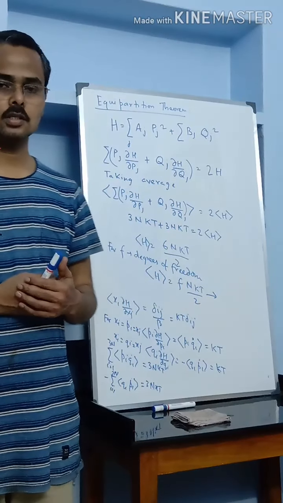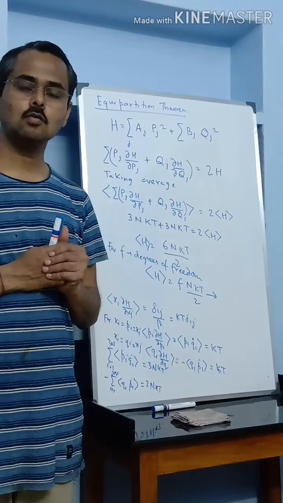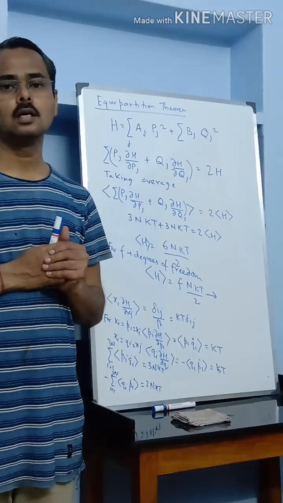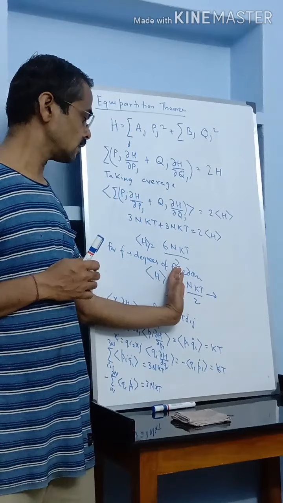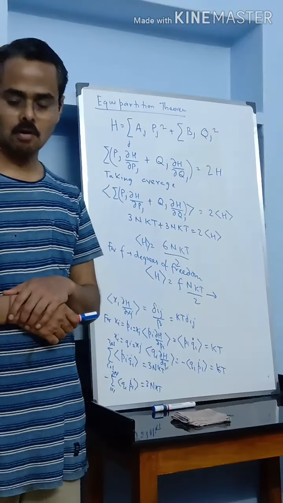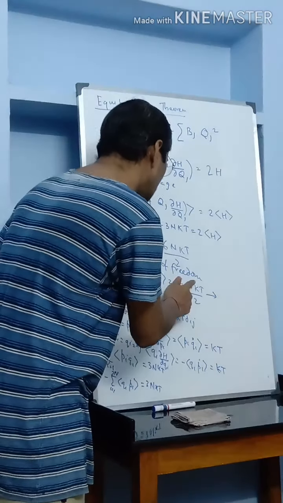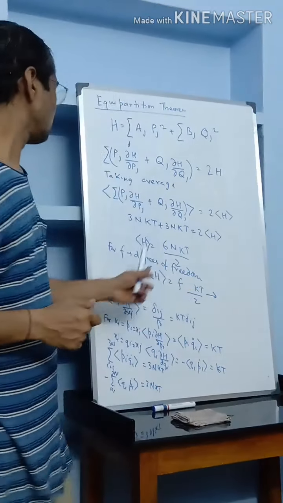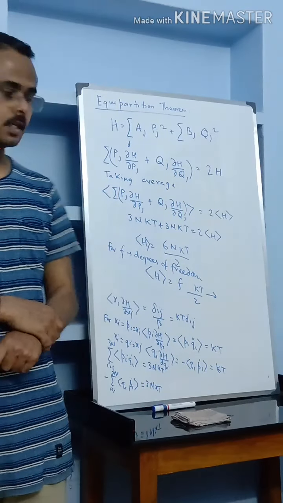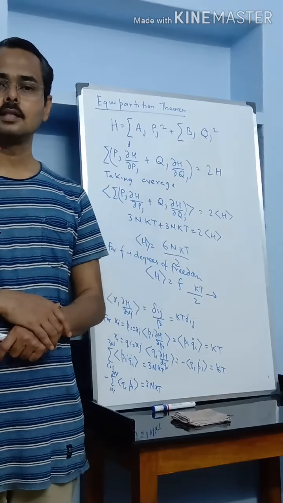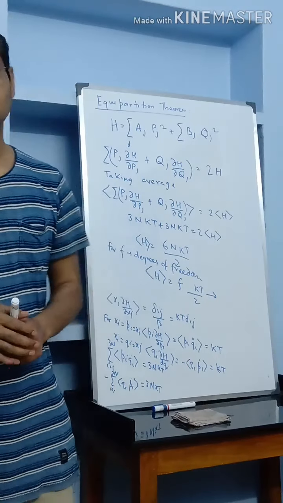which proves the principle of equipartition of energy, or equipartition theorem, according to which the average energy is equally partitioned among the different degrees of freedom, and per degree of freedom the energy is equal to half of kT. Sorry, there were 6N degrees of freedom, so there it was 6N kT by 2. So per degree of freedom the energy is equal to half of kT. Thank you.